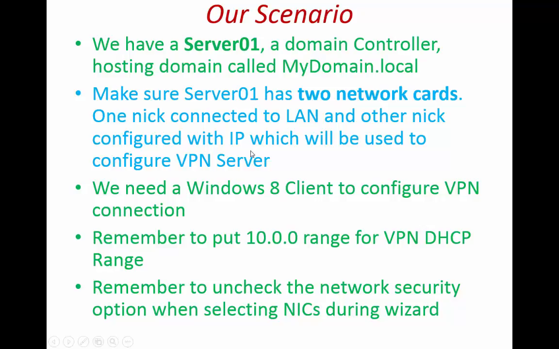So on the DC, we have a server 1, a domain controller hosting a domain called mydomain.local. Make sure server 1 has 2 network cards, one NIC connected to LAN and the other NIC configured with IP, which will be used to configure the VPN server. We need a Windows 8 client to configure the VPN connection. No, if you have Windows 7, it's okay as well. Remember to put 10.0.0 range for the VPN DHCP range.